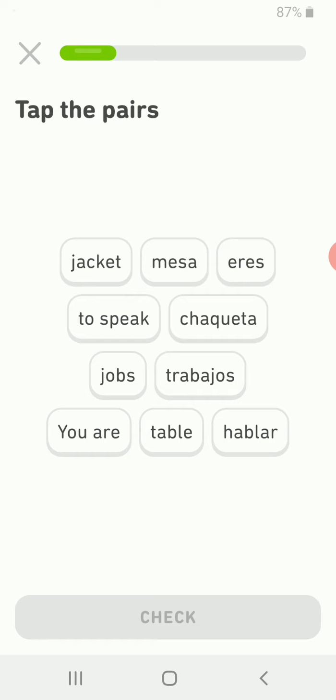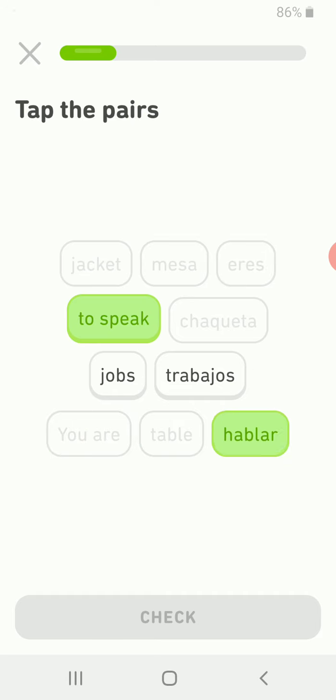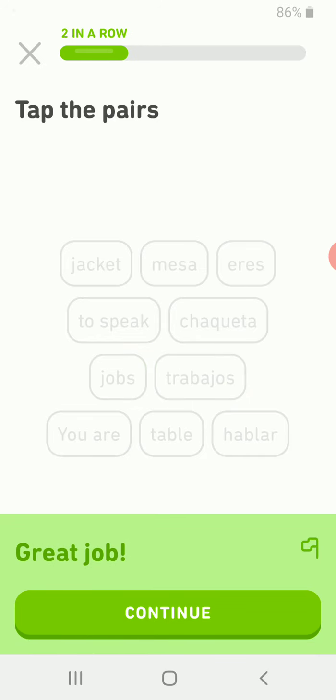So let's continue. Now we have to pair up the words. Jacket, if you remember, chaqueta. Mesa. Mesa is a table. Eres is you are. To speak, hablar. This is the infinitive of the verb to speak, hablar, and jobs, trabajos. So job and work, it's almost the same. You can say trabajo is work and job, trabajo, in plural, trabajos.